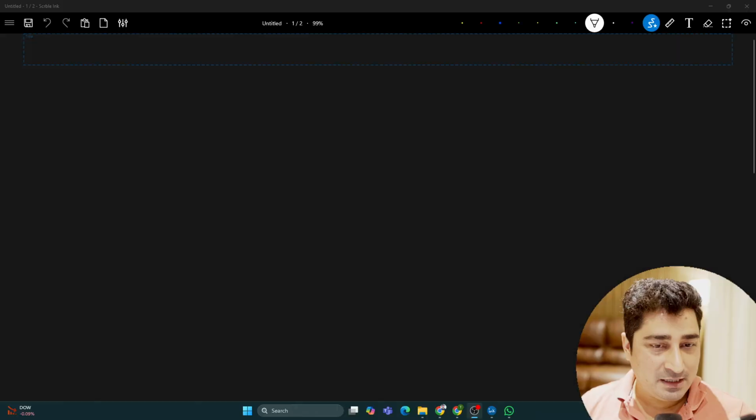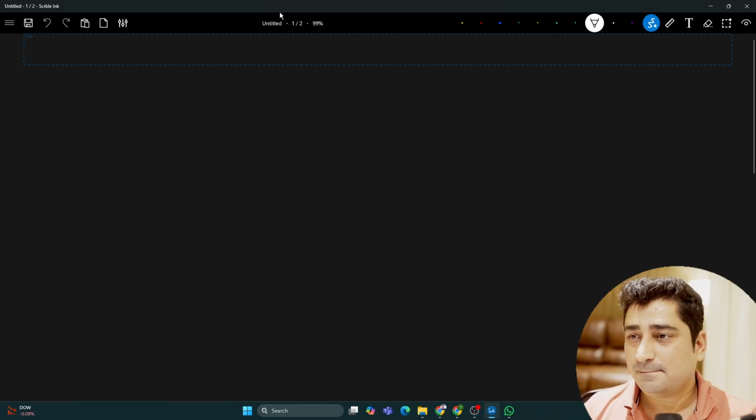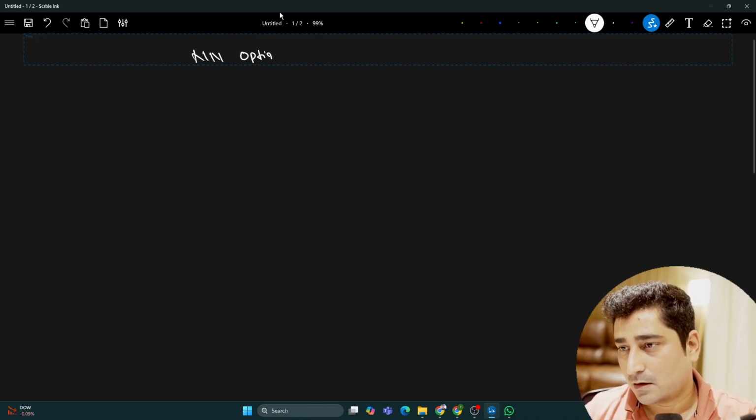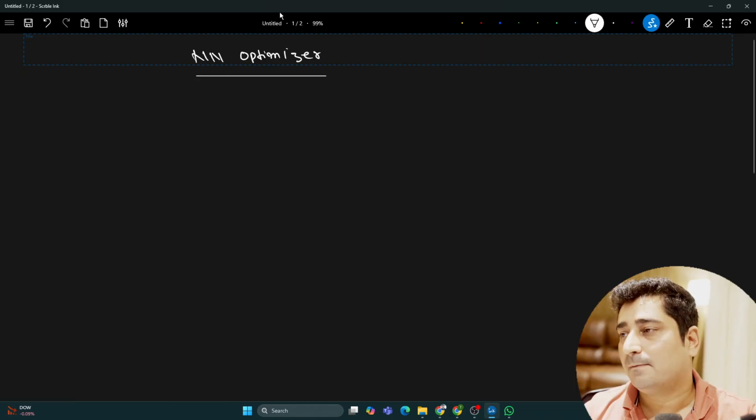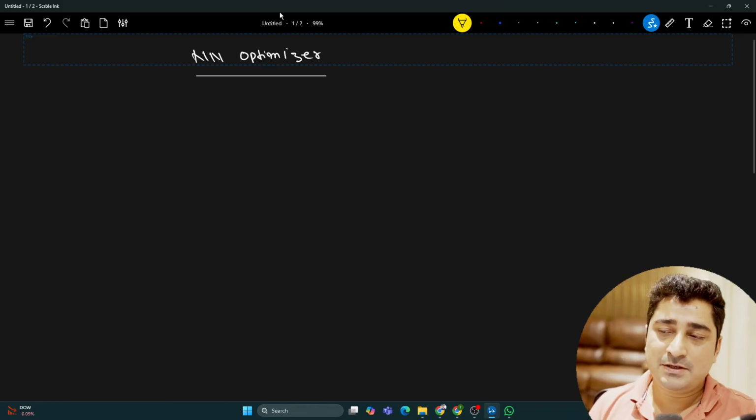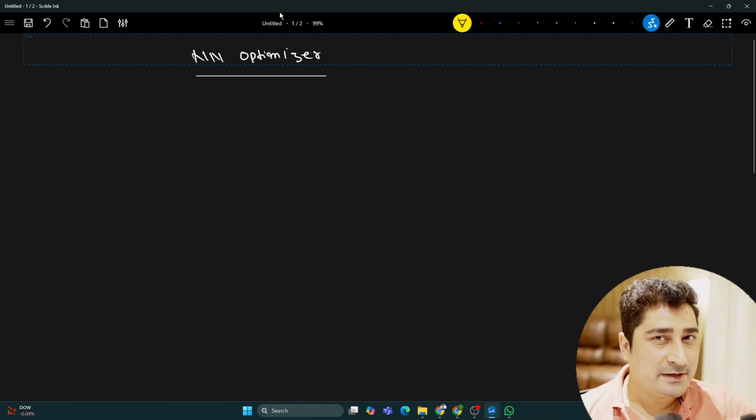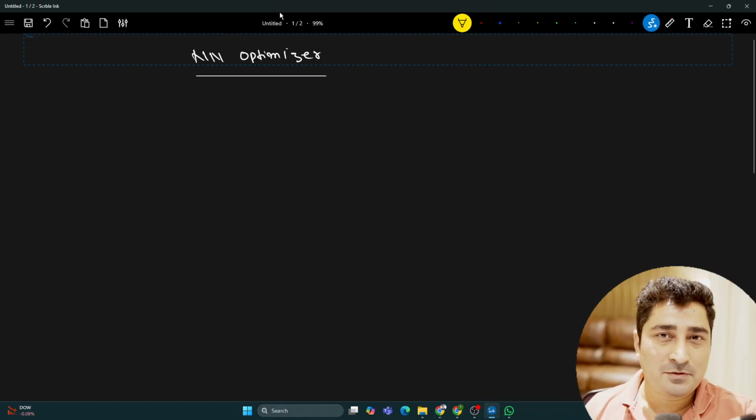Let me share my screen so that I can write something down over here. So here, a neural network optimizer. Now, the very first question which arises is: what is an optimizer, by the way, and where are we going to use it?